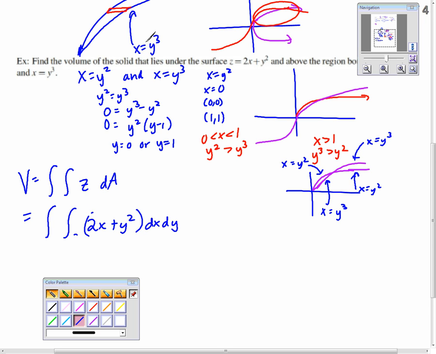Because the right one is y cubed this time. And y squared, we'll just set it the other way too. Yep. And where do these rectangles exist? 0 to 1, 0 to 1. Okay.